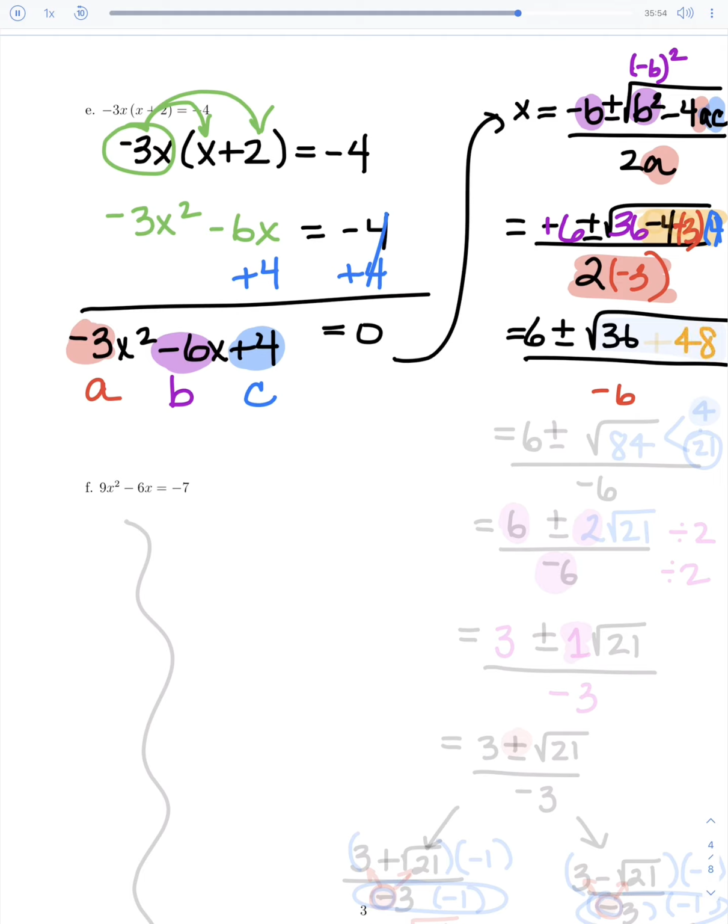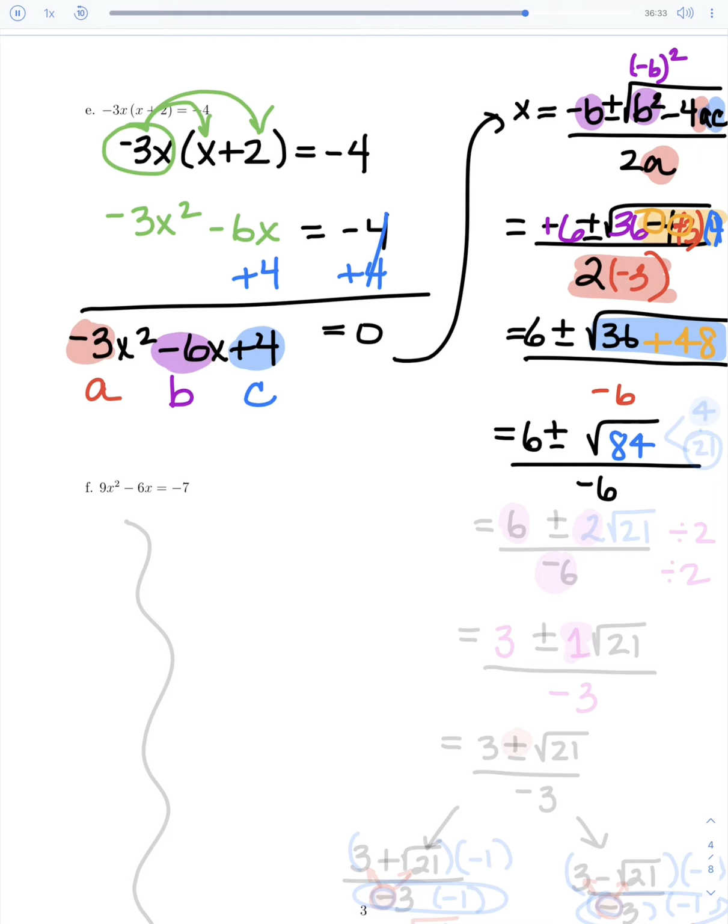Well, the 4 times 3 times 4 would actually give us the number 48. The question is, is that 48 positive or negative? Well, we had a negative in front of the 4ac, and we had a negative from the a. A negative times a negative would give us a positive. So that gives us 6 plus or minus on top, and we've got a negative 6 on the bottom. The question is, what's inside of that square root? Well, we just need to combine our like terms, add the 36 and the 48. So what is 36 and 48 added together? It is 84.